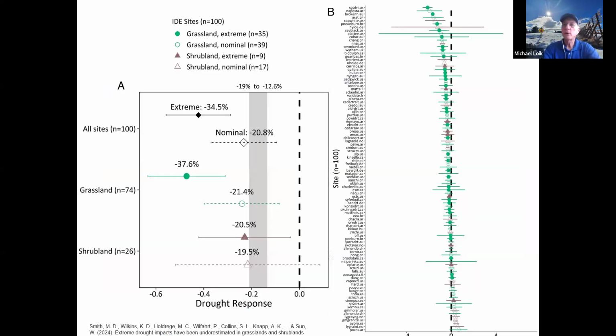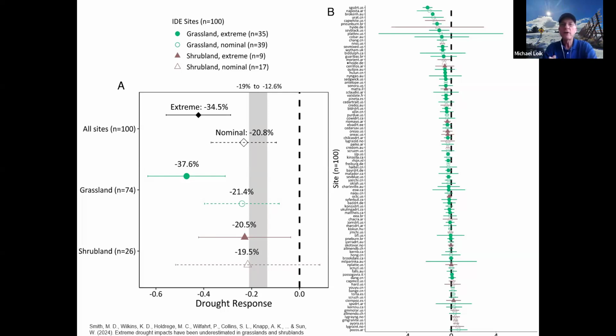What else to say? Okay, so there were over 100 sites in this network. Data from 100 of those sites that had the proper timing were used in a paper that came out a few months ago. Melinda Smith was the lead author. She is the person who organizes the network.